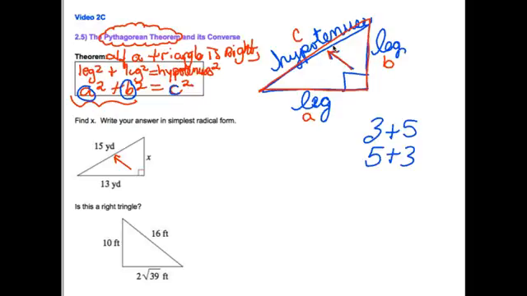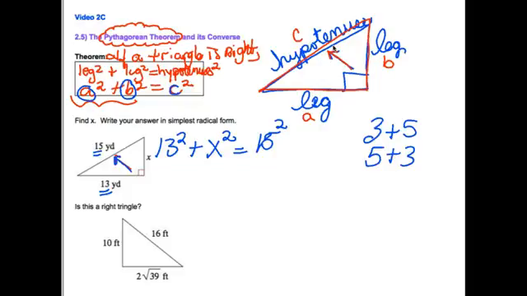So C is the kicker. I can't just throw this in for A and this in for B. The one across from the right angle is C. So I'm thinking leg squared plus leg squared is hypotenuse squared. One of the legs is 13. The other one is x. I'm going to square them, add them up, and set them equal to 15 squared.